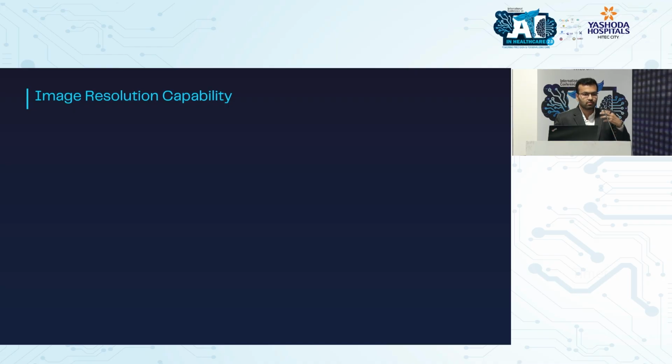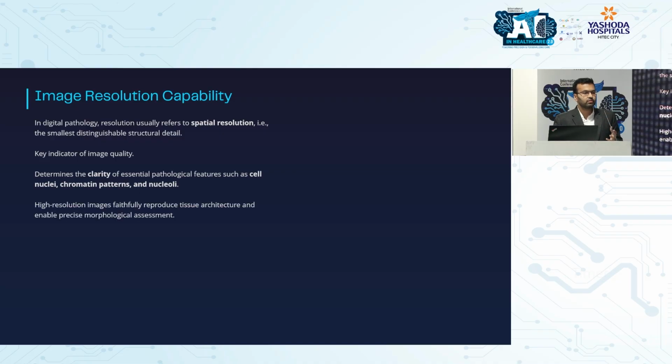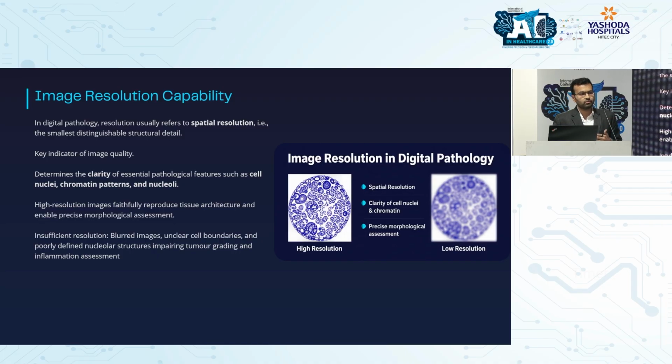Nucleolus, the chromatin, so that. So it is a key indicator of image quality. It determines the clarity of your image to see nuclei, nucleoli, chromatin patterns. High resolution images will help you diagnose better. Low resolution images will lead to blurred nuclear details, blurred chromatin features, which will again hamper your diagnosis.